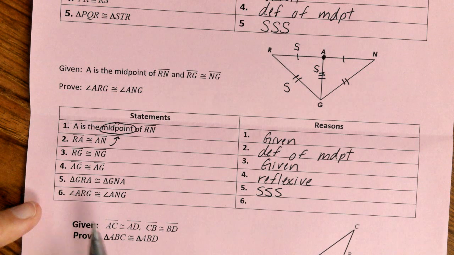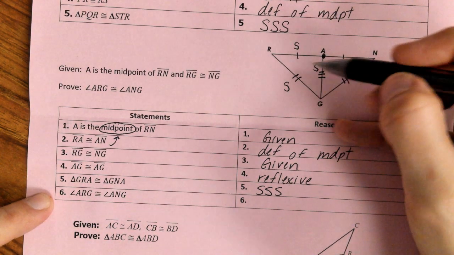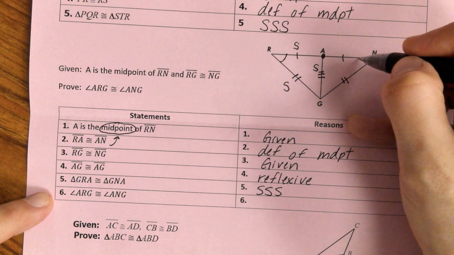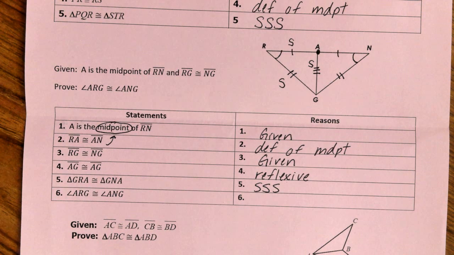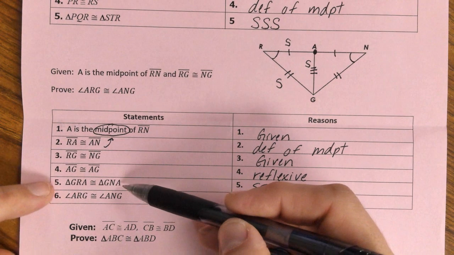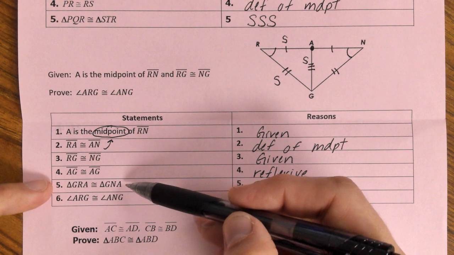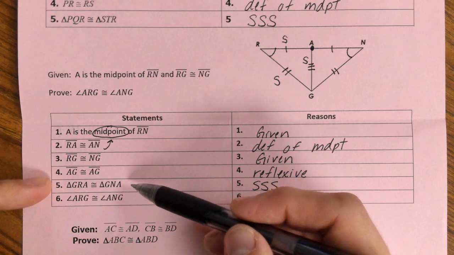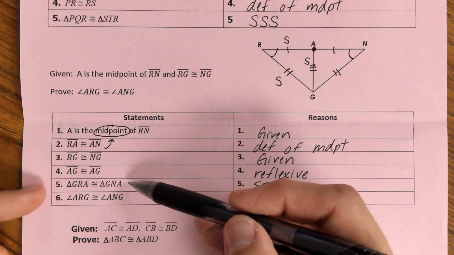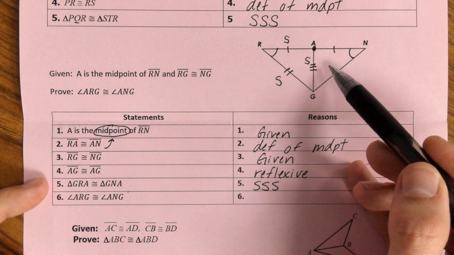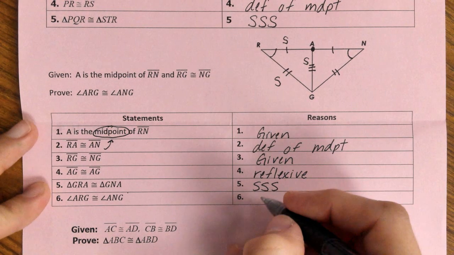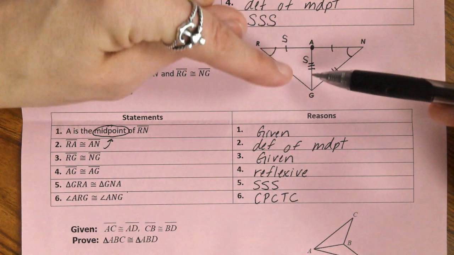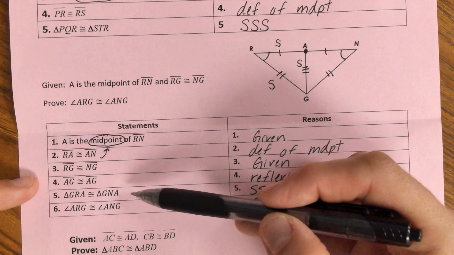We take one more step though, and now we're saying that angle ARG right here is congruent to angle ANG. So we have to figure out how on earth did we know that those are congruent? Well, look up here. We've already established that the 2 triangles are congruent. So based on our CPCTC notes, corresponding parts of congruent triangles are congruent. We already know that these 2 triangles are congruent. So our reason for this now comes down to our CPCTC. All of the corresponding parts are going to be congruent because we've already proven the triangles are congruent.